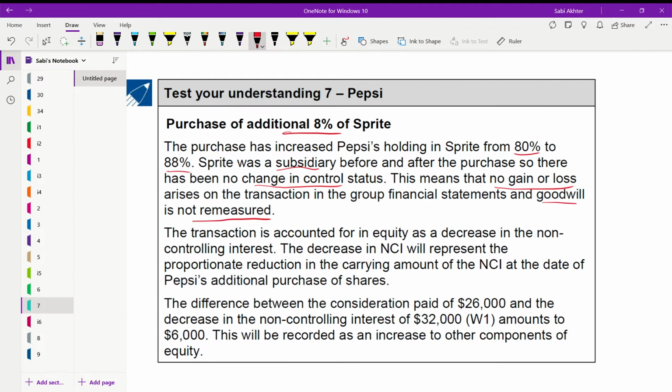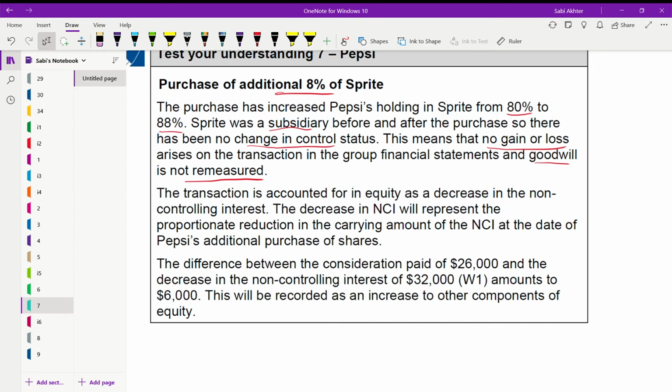These are some keywords that have to be there. Immediately, it has to be written in your answer the moment they tell you to discuss. So this transaction is accounted for in equity, and there's a decrease in NCI. Remember, when you're purchasing additional shares, there's a decrease in NCI because you're buying that from your NCI only. So this decrease in NCI, how will you write it? In calculation, you can calculate, but how do you write it? You write it like this only. You can copy paste this answer.